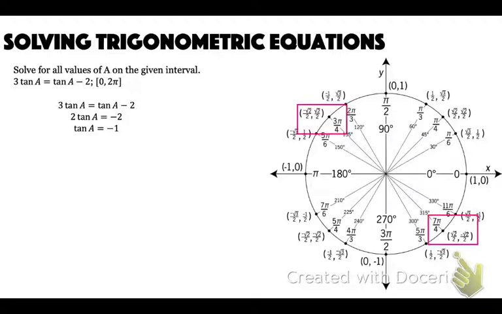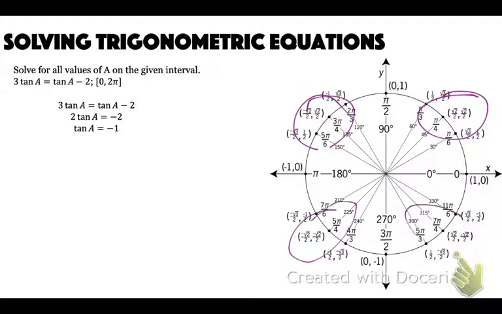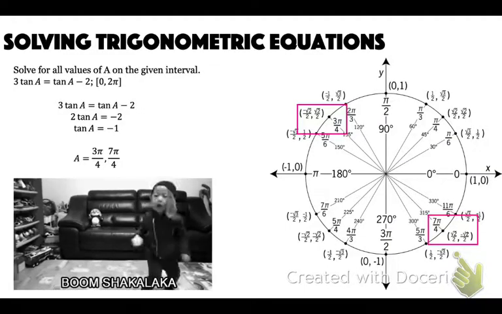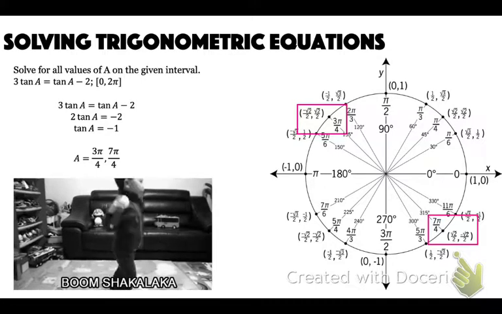Remember that tangent is y divided by x. So I need to look at where my y and my x values have the same magnitude. That's going to be all the pi/4 intervals. The only time I'm going to get a negative is in the second and fourth quadrants. On the interval from 0 to 2 pi, this is going to be 3 pi over 4 and 7 pi over 4. Cool. Boom shakalaka.